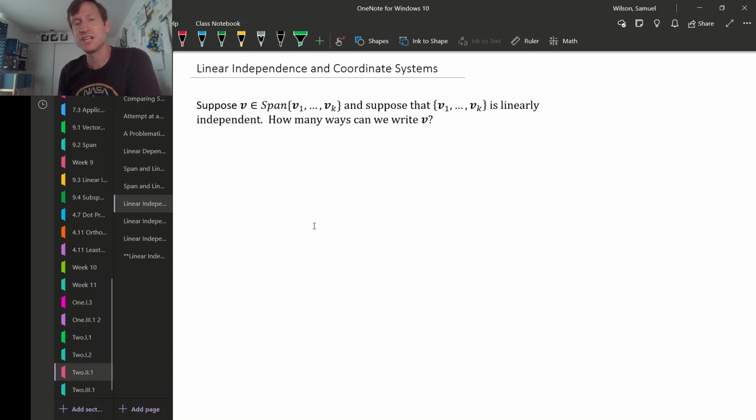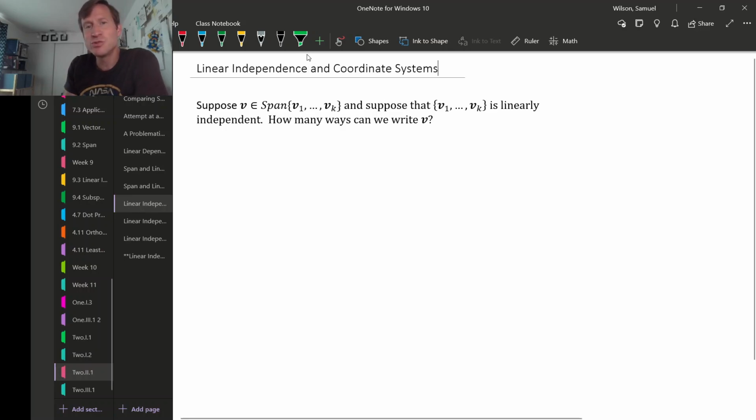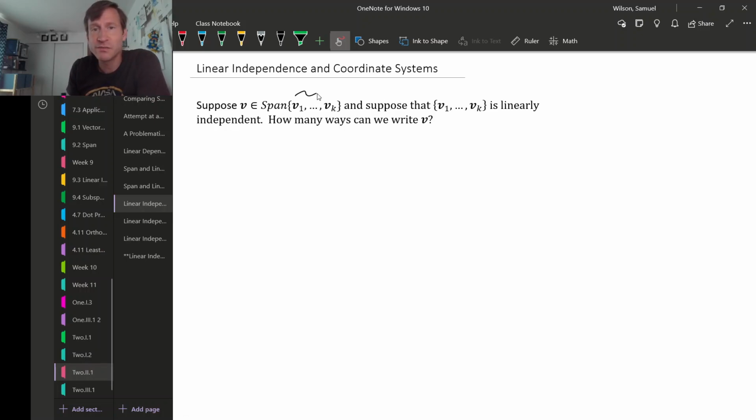In addition to the relationship of linear independence and redundancy when you take span, there's another reason to be interested in linear independence of vectors. And it has to do with trying to use vectors as a coordinate system. So to get us started, let's suppose we have some vectors that are linearly independent, and we have another vector v that's in the span of those.